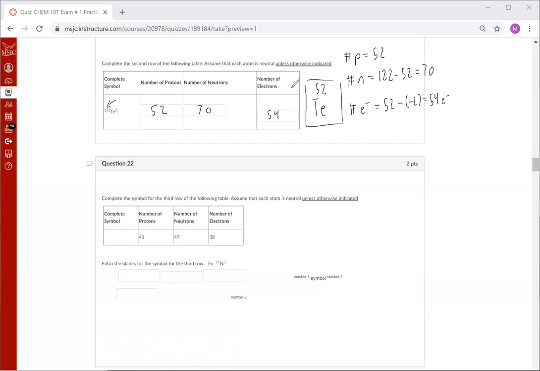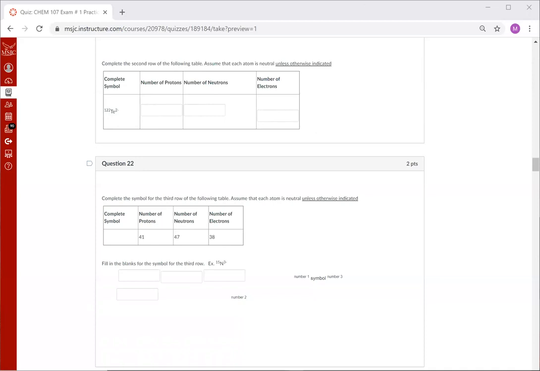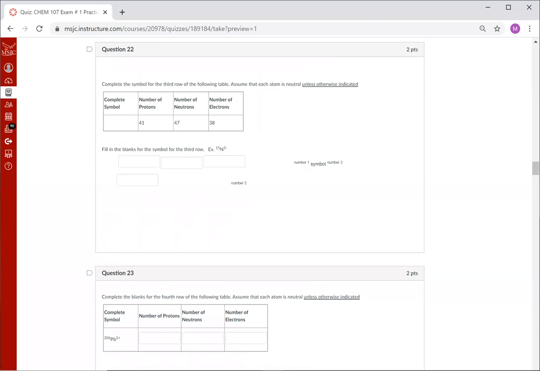If you have any questions, don't be shy to ask them verbally or in the chat. So let's clear now and move on to the next example. In this case, we're asked to fill in the blanks for our symbol, to write an isotope symbol with each of the numbers. We know we have 41 protons, so we're going to put our atomic number in the bottom left.